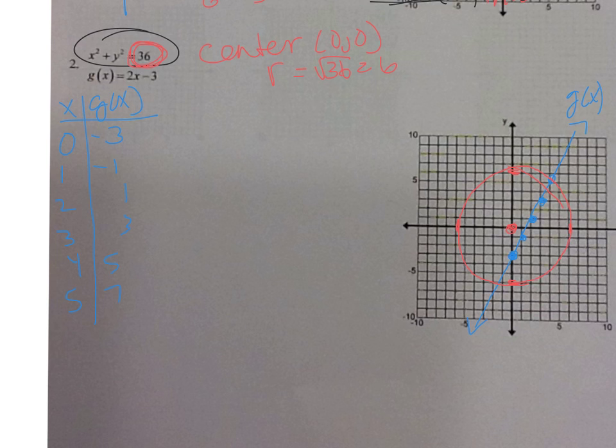Okay, so now it looks like it's going through this point, but I don't know if it actually is. And they could be off, they could be decimals, I'm not really sure. So I'm going to now tell you how to graph a circle in your calculator.